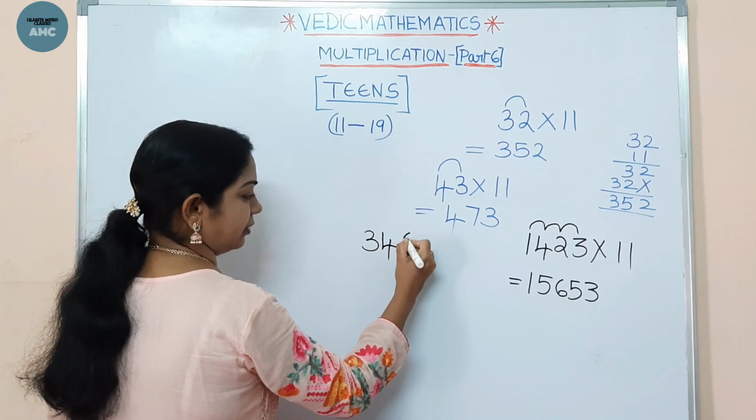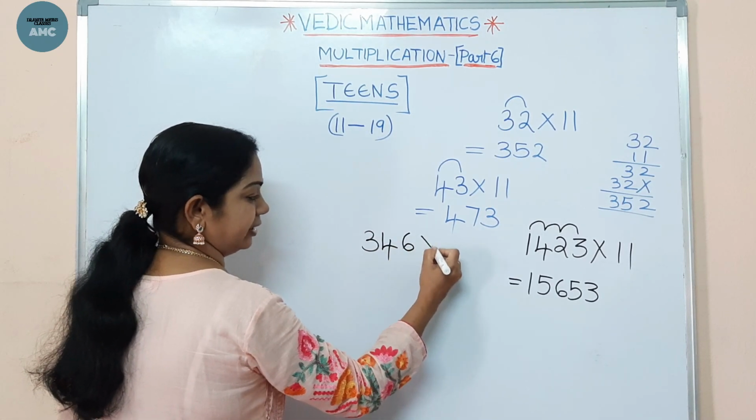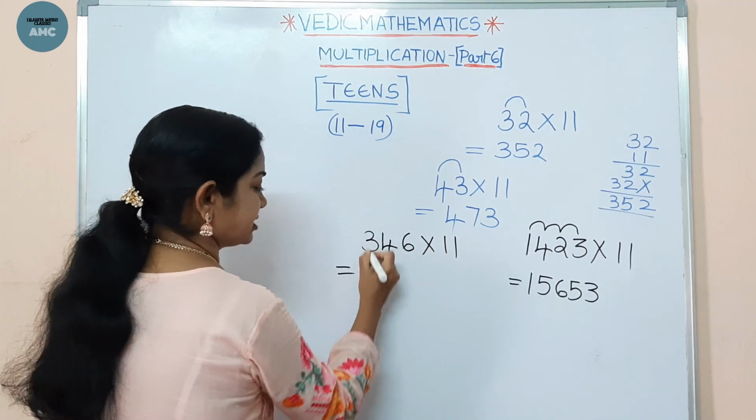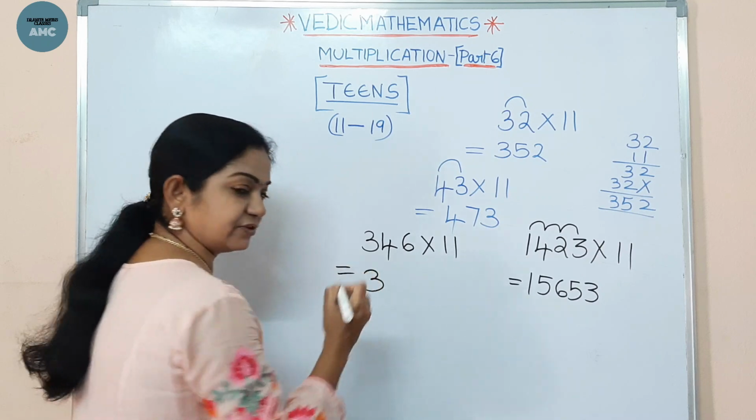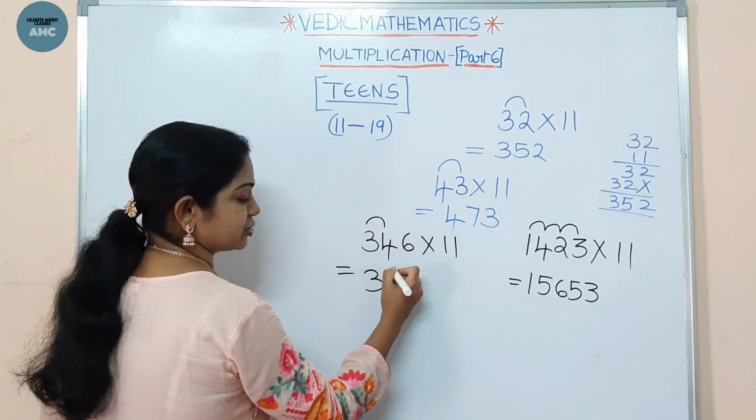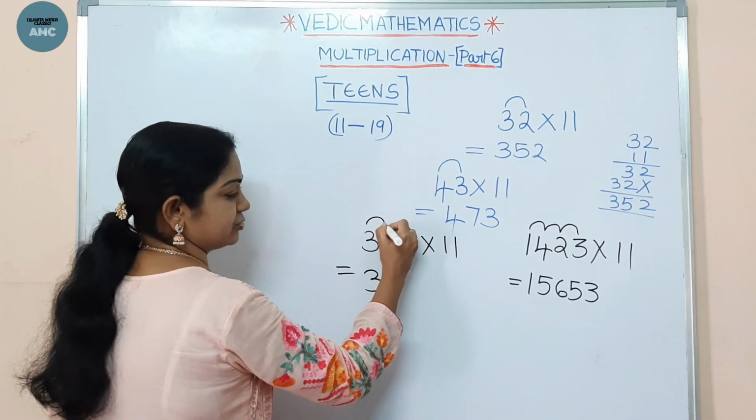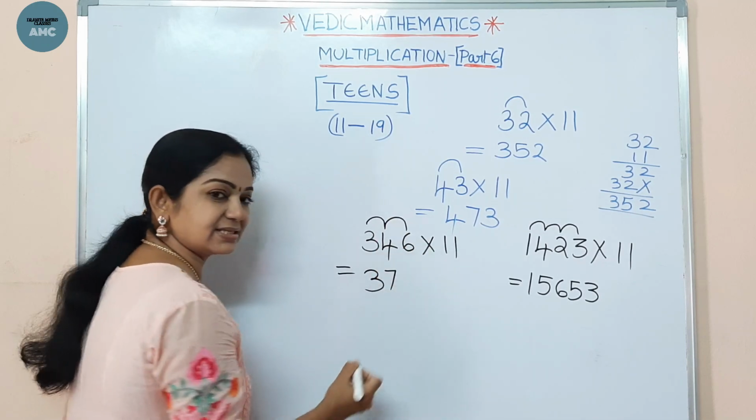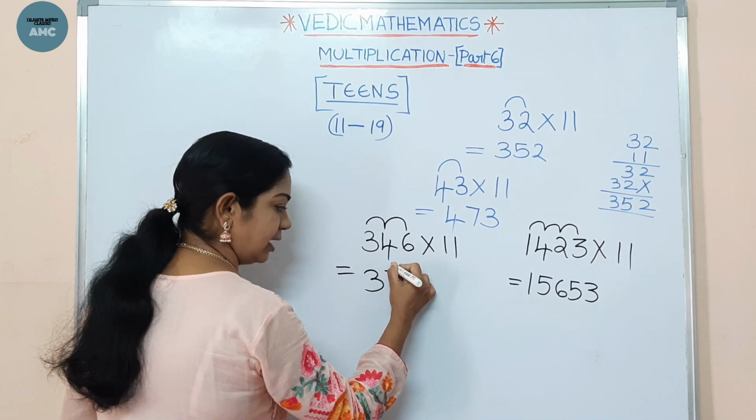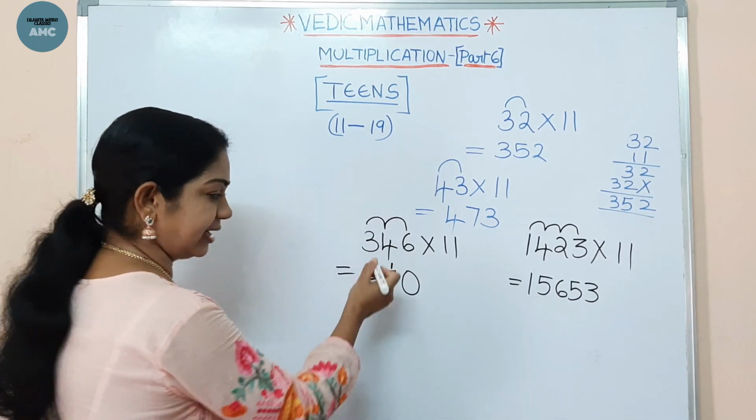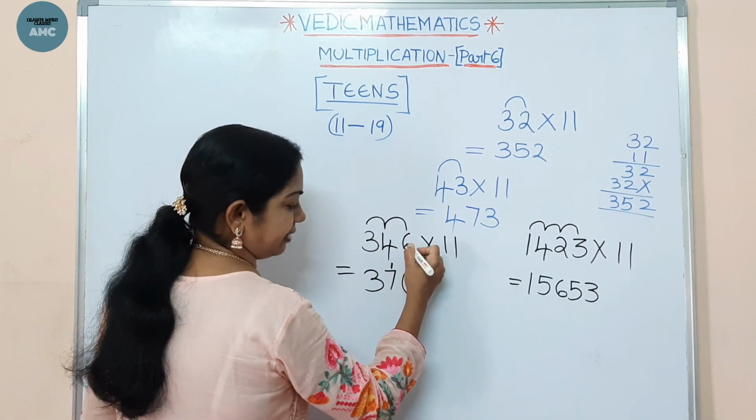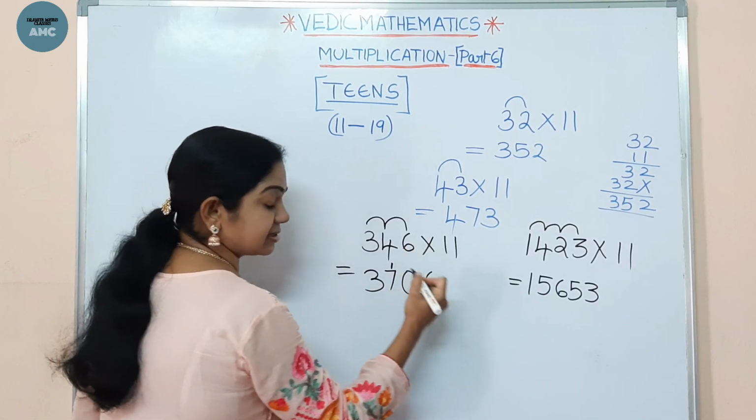So, let's do it for a 3-digit number, 3, 4, 6. This is a 3-digit number. Now, let's start. The first number 3 as it is. Then add two numbers, it comes to 7. Next two numbers, 4 plus 6 is 10. So keep the 0 and a carry of 1. If it is a double digit number, just write the carry. Then write the last number as it is.